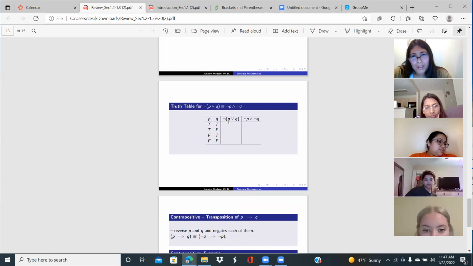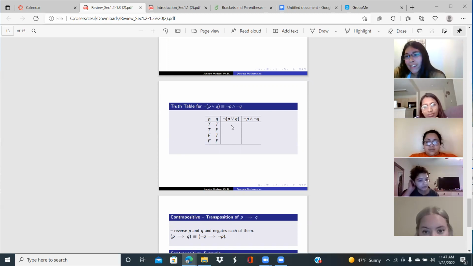Okay, so for this one, P or Q is still true, but not of true would be false. So this would be false. Everybody got where I got that? Yes. Okay.